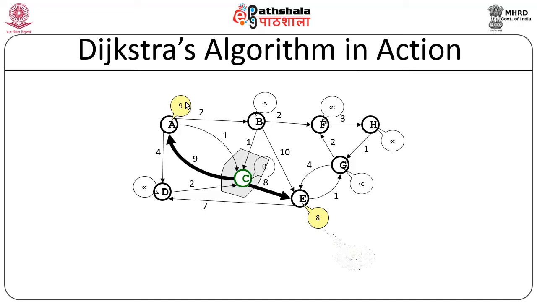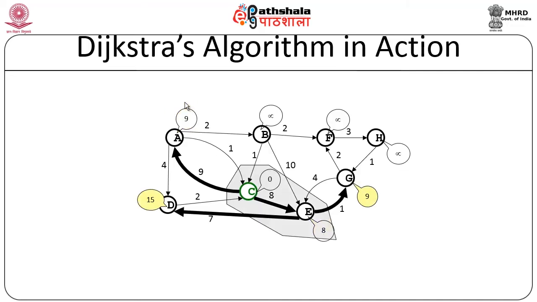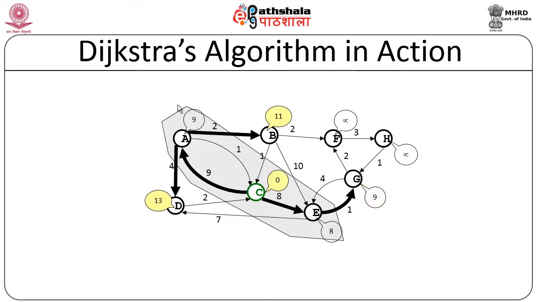So, this is the next that will be selected, the one with the minimum. You select that. Now, from E you could go to D, which will give you a value of 8 plus 7, 15, or you could go to G, 8 plus 1, 9. So, you will select 9 as the next one in the cloud, and you have a 9 there also. So, you could have selected G or A. So, that is selected.